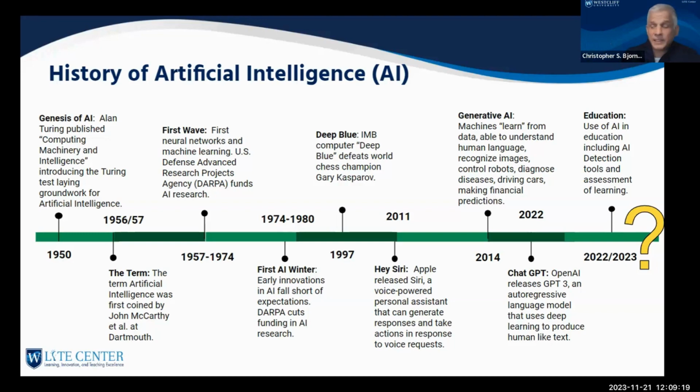In the late 90s, we had the Deep Blue computer that would learn. They taught it how to play chess, and it beat the world chess champion at the time. And then in 2011, we had the development of Siri. 2014 is really when generative AI came onto the scene. Machines learning data, able to understand human language, and so on. In 2022, we had ChatGPT and others like it come onto the scene.